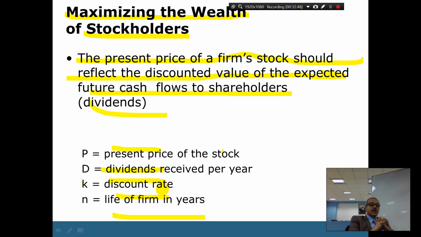N is the life of the firm in years. How many years will the company stay in the future? Many companies will stay forever, but there are some companies that don't stay forever. By Yemen law, if you establish a company, it is by law for 25 years. Even though if you do the calculation, probably you will go more. But basically, this gives you the equation. Let's go back to the equation.